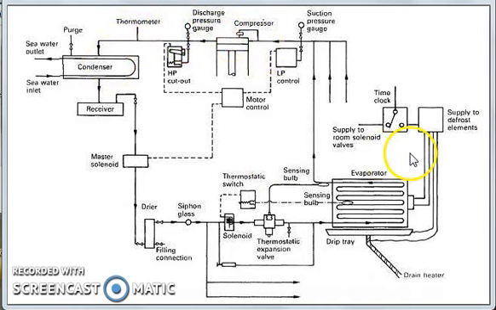Now the evaporator has a defrosting element which is controlled by a timer clock. It is important because two times a day the system is defrosted, so that if icing has formed in the evaporator, the ice is melted so that efficient heat transfer can take place.